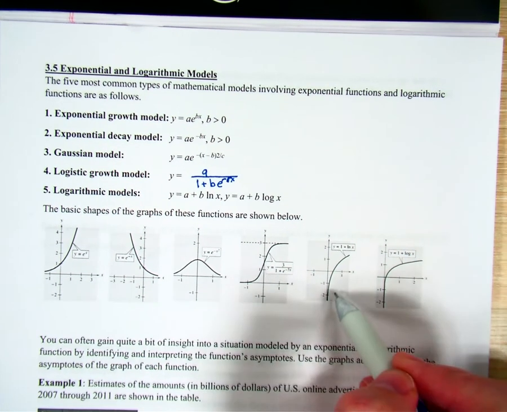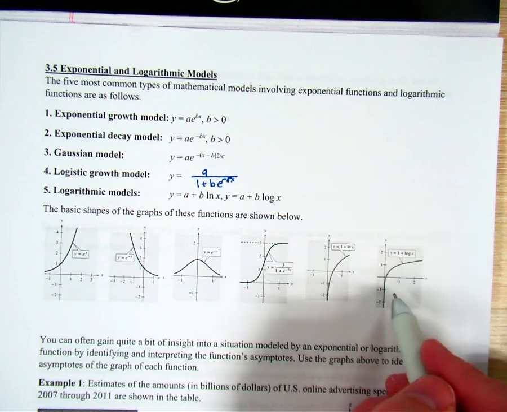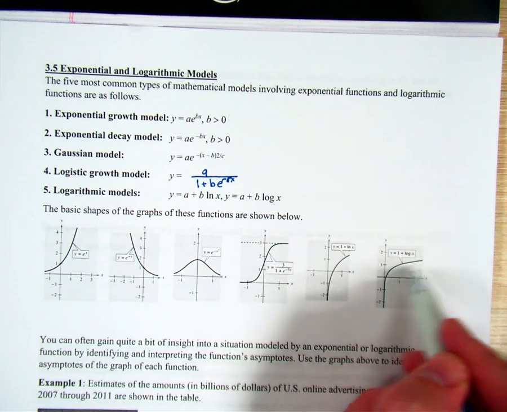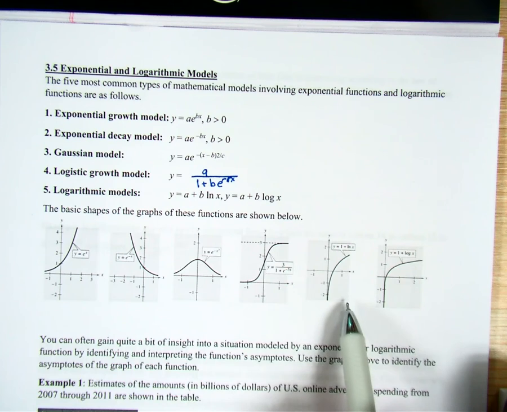Natural log is a little bit smoother. It looks like a curve up and to the right, and log is going to be pretty sharp, almost a 90-degree turn in there. But they both have vertical asymptotes and not horizontal asymptotes.